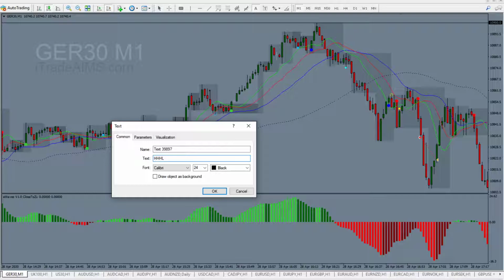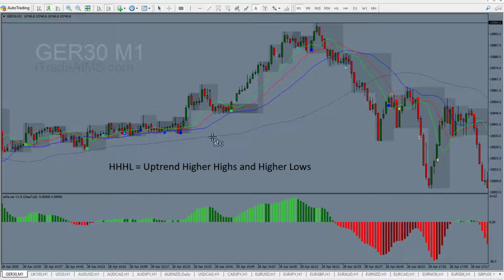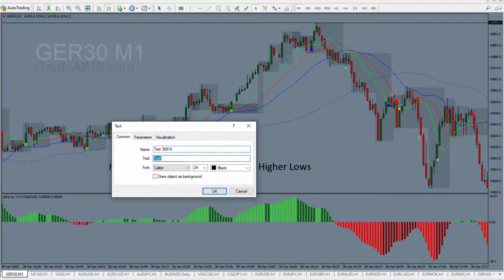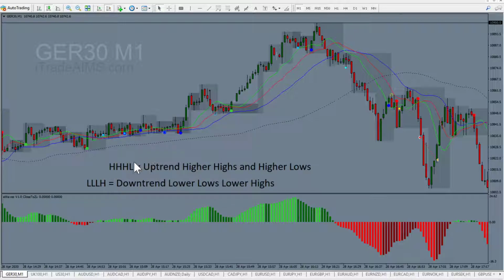So an uptrend is HH, that's uptrend, higher highs and higher lows, right? Whereas a downtrend is LL, LH, downtrend, that is series of lower lows and lower highs. Or you can write it differently, but that's what it is. Here, this is a PC.